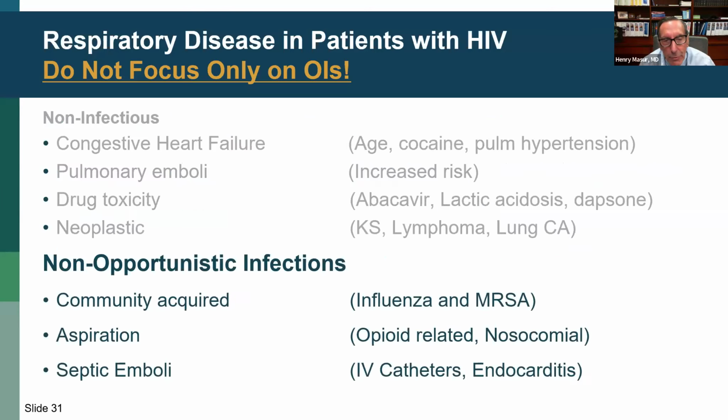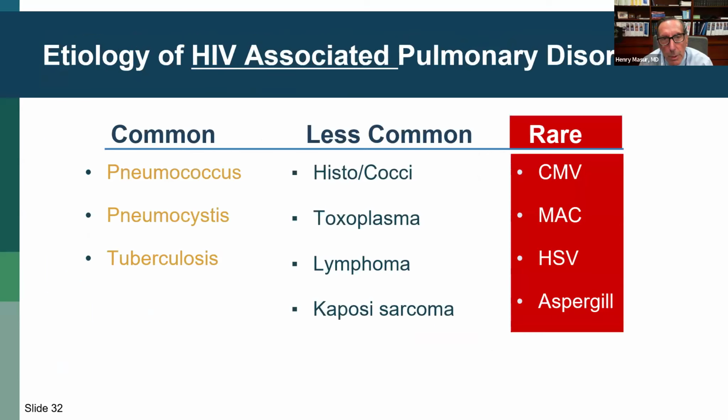And again, even for infections, keep in mind that yes, they get opportunistic infections, but they also get run-of-the-mill community-acquired things like influenza. They can get aspiration pneumonia, which admittedly will look a little bit different. So again, don't think that everybody with HIV has an opportunistic infection, especially if you're taking your boards and they're trying to, quote, trick you.